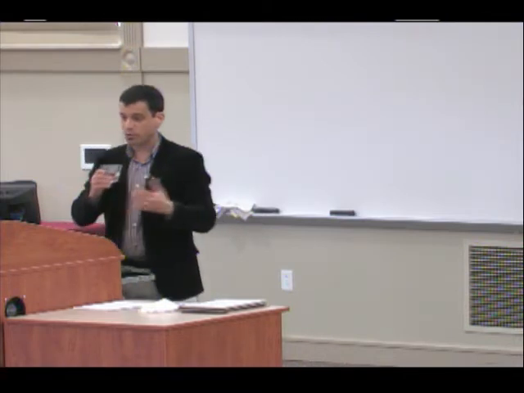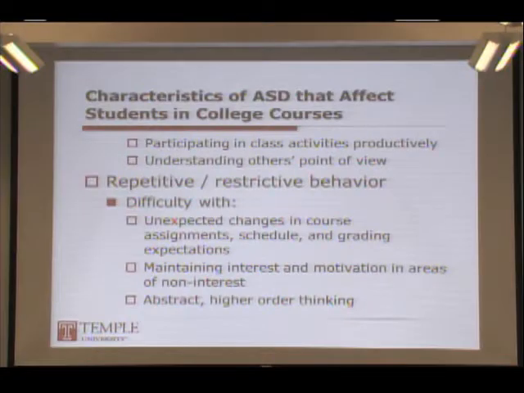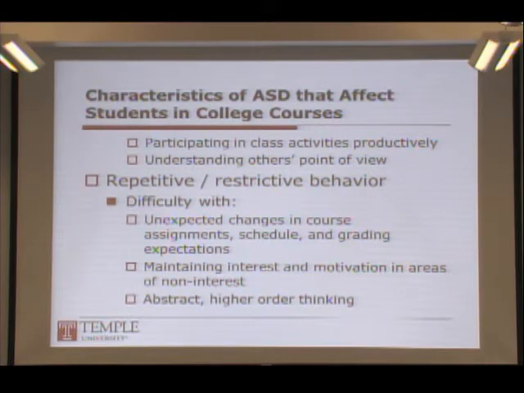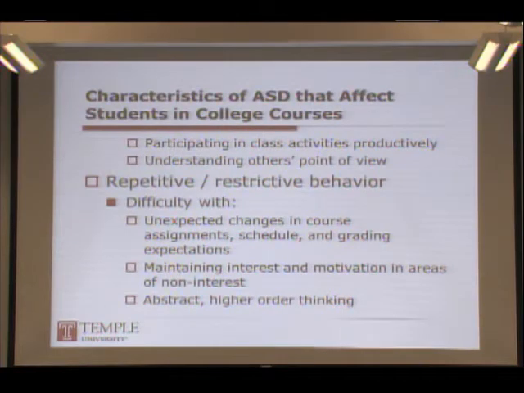Participating in class productively and understanding others' points of view, or even the notion that other people might have a different point of view, can sometimes be a struggle. Repetitive and restrictive behavior: difficulty with unexpected changes in course assignments, schedules, and grading expectations can be a tough thing. People with autism spectrum disorder like routines. They like for things to go a certain way. And if things don't go that way, it throws things off.